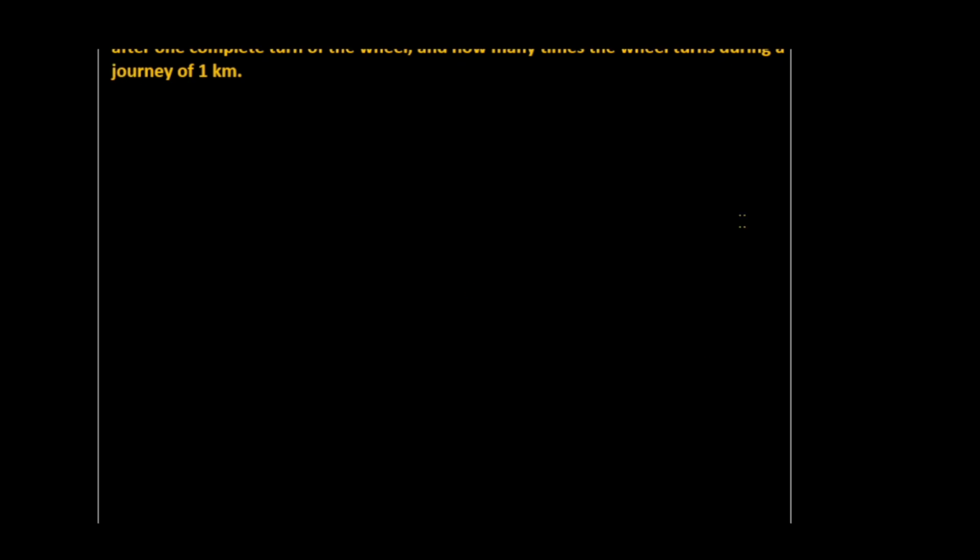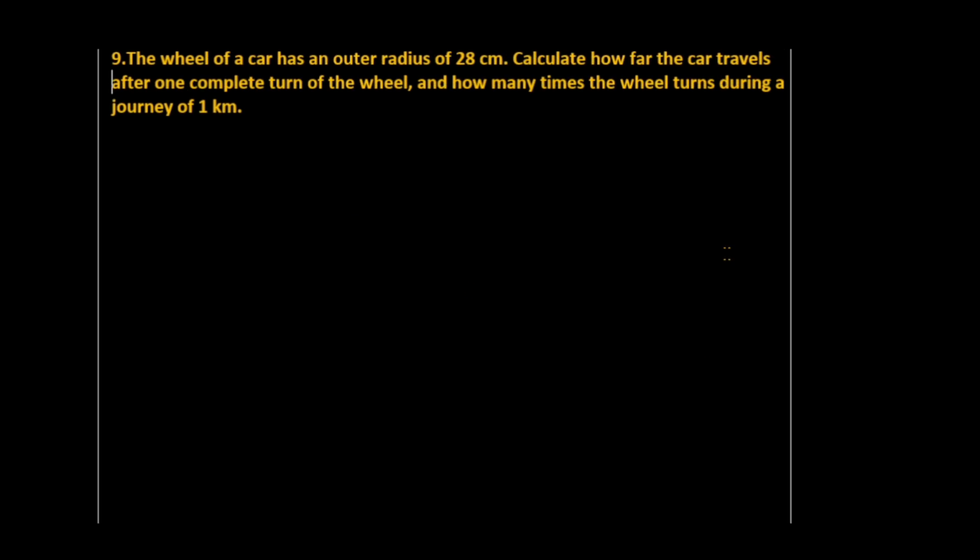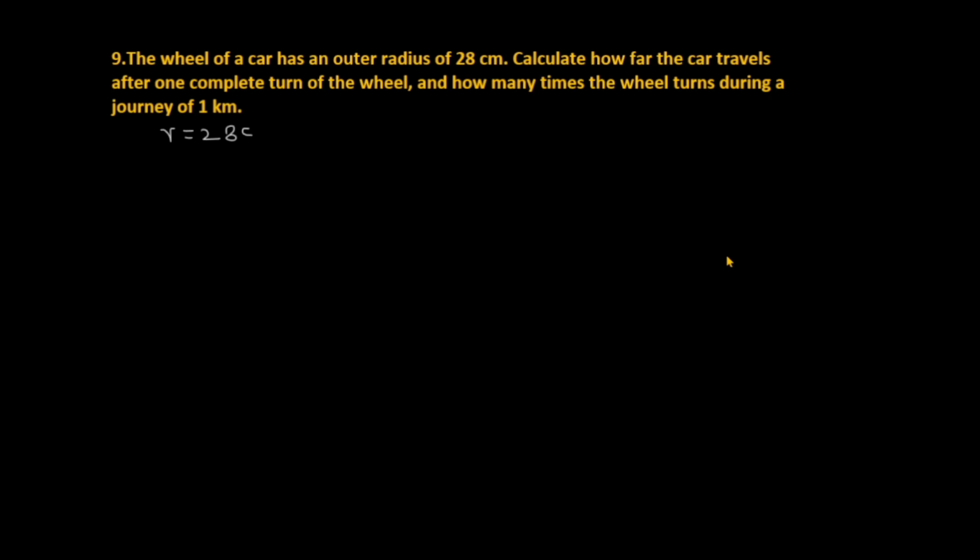Ninth question. The wheel of a car has an outer radius 28 centimeter. Calculate how far the car travels after one complete turn of the wheel and how many times the wheel turns during a journey of 1 kilometer. Now here given the radius of the wheel is 28 centimeter. In one rotation, what is the distance covered? We know that for one rotation the distance is equal to 2 pi r.